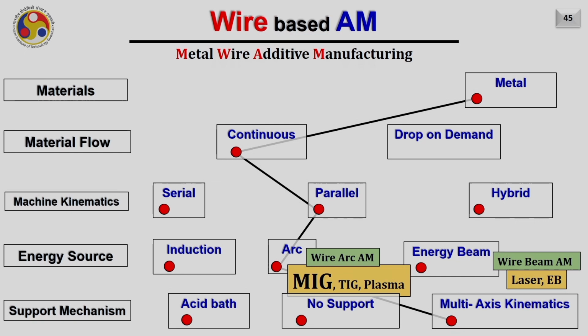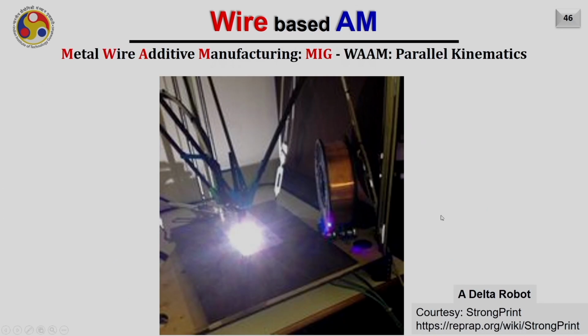Now what if I do not use serial kinematics, and instead parallel kinematics is used on the machine tool side? This is an example of a delta robot used for depositing the material. The welding gun is mounted at the tip of this delta robot, and we know that a delta robot is a parallel robot, and it is now depositing material on the substrate.